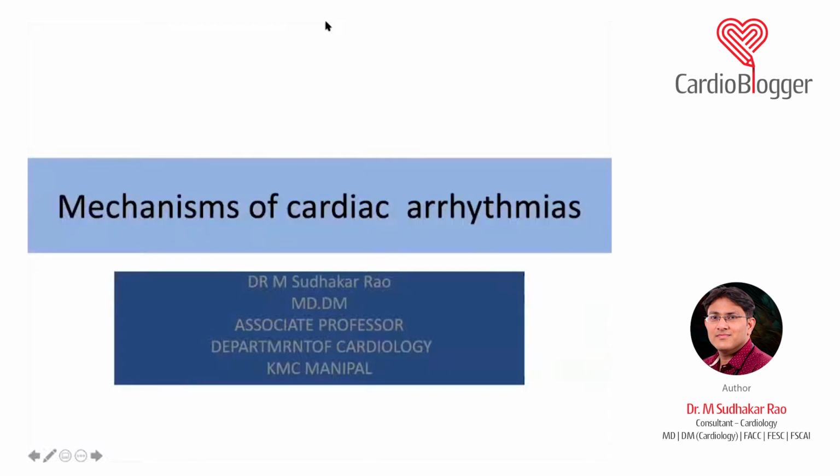We'll discuss the mechanism of arrhythmia, where it is important to know the mechanism, because when we deal with the ECG in a patient with arrhythmia, we should know what is the underlying mechanism of that arrhythmia. Second, based on the mechanism, we should know what treatment we have to plan. So let's start this topic.